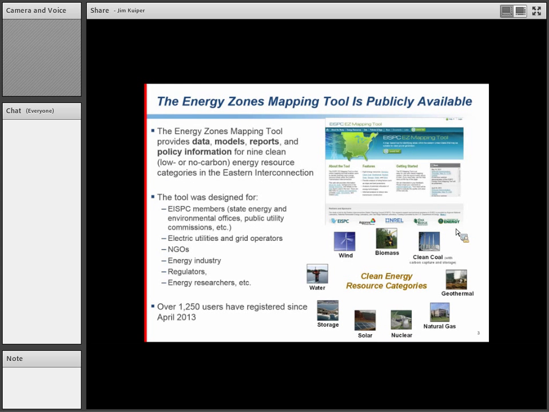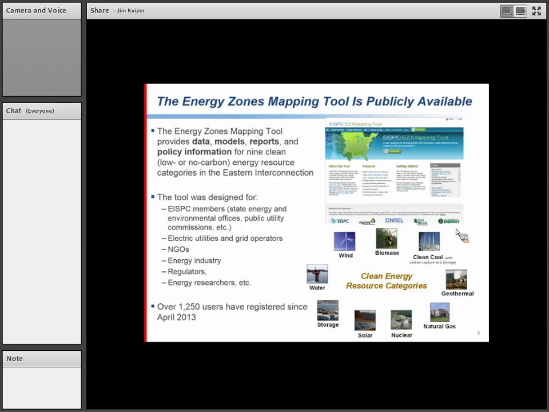So the 4 primary things in the Energy Zones Mapping Tool are data, models, reports, and policy information. So I'll be concentrating on the first 3 today, but you should know that there's a pretty extensive policy database that you can get right at the home page. There's a policies and regs item on the top toolbar. It's pretty easy to find, and there's over 2,400 policies in the database.